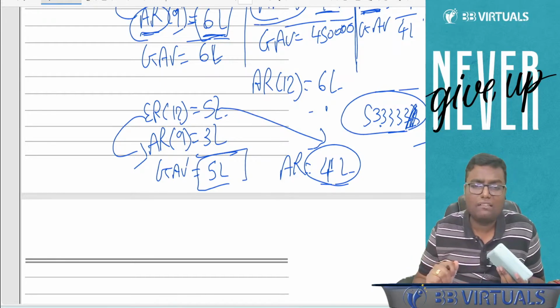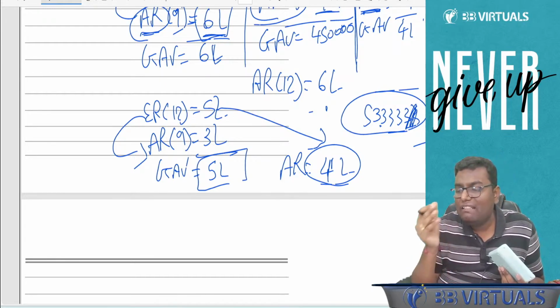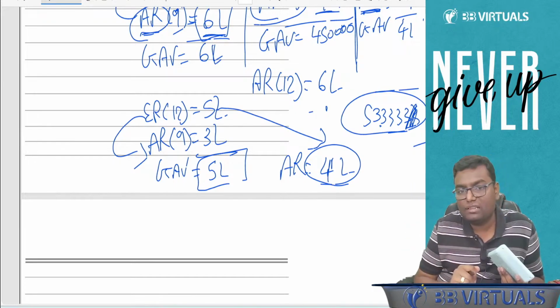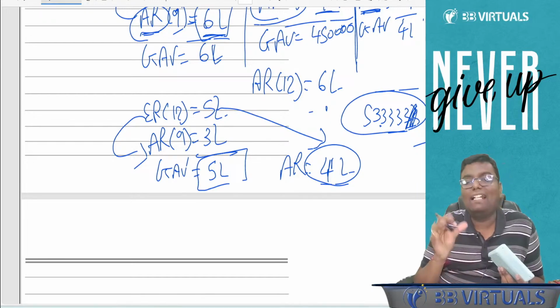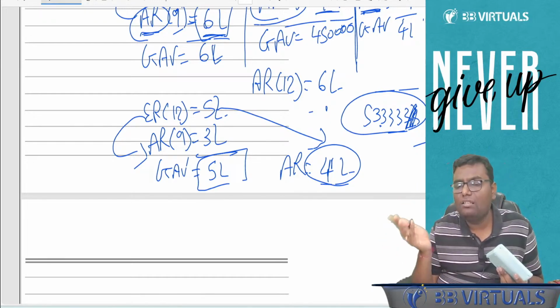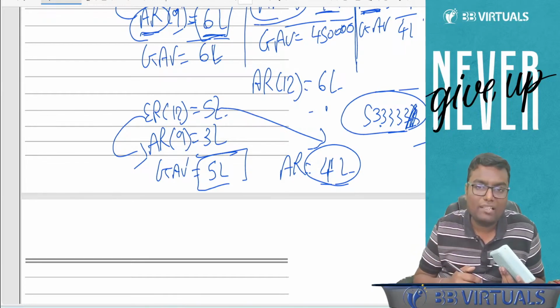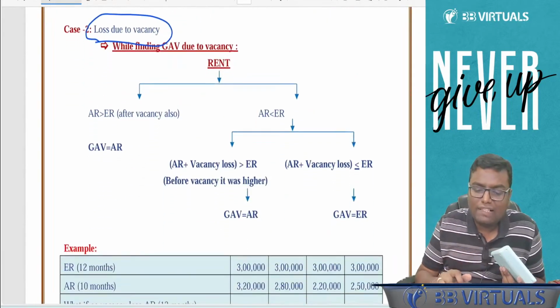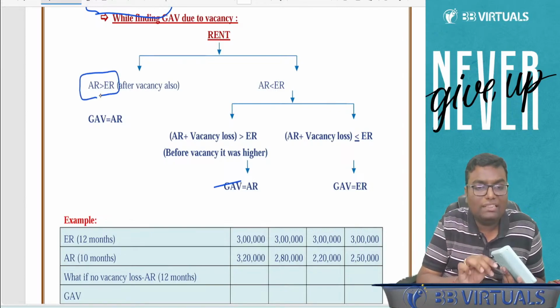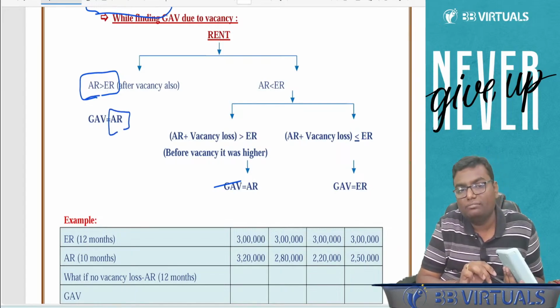Are you understanding this? So when your AR is less than ER and loss due to vacancy is there in your picture, you have to do this analysis and then find out whether concession will be granted or it will be simply whichever is higher. See how I have written this entire provision over here. If AR is more than ER, then no question at all. It will be whichever is higher. GAV will be actual rent.